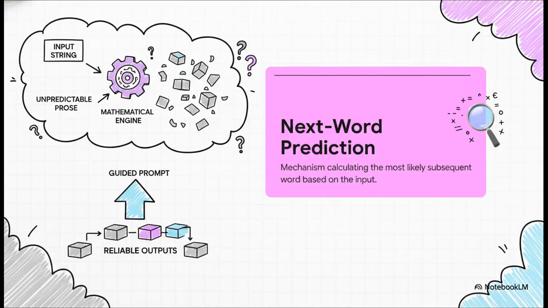To really understand why this happens, we have to look at the foundational reality of what these systems actually are. Underneath all the perceived magic, language models operate on a core mechanism called next word prediction. They're essentially mathematical engines calculating the most likely subsequent word based entirely on the input string you provided. They don't magically understand your unstated goals. Therefore, if your prompt is vague, the mathematics basically guarantee an unpredictable, scattered prose. You have to make the model's life easy by guiding the math.